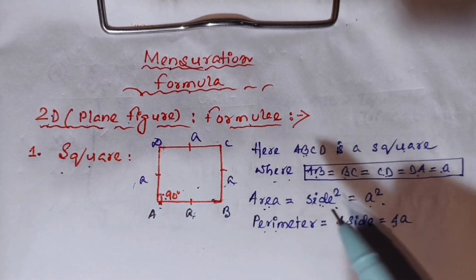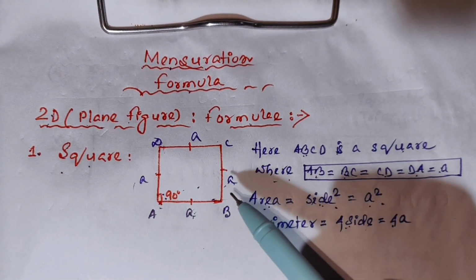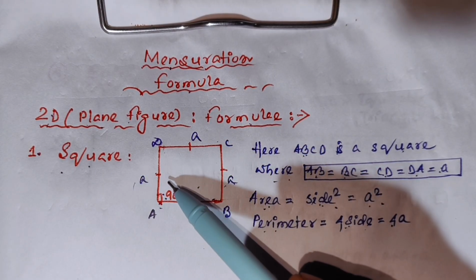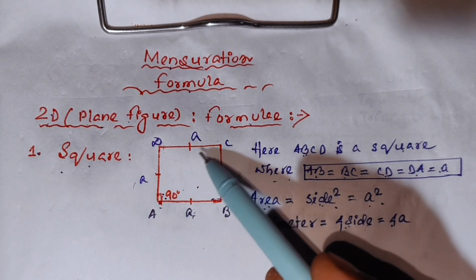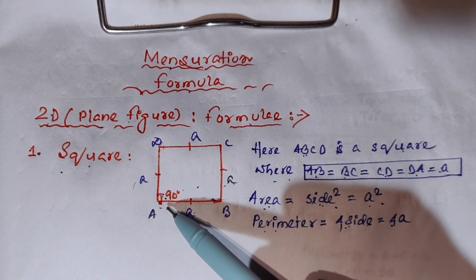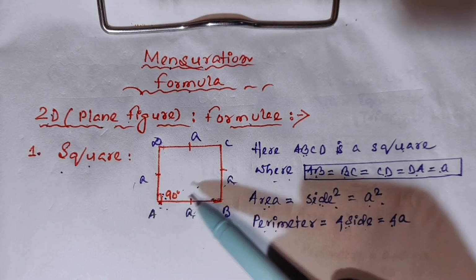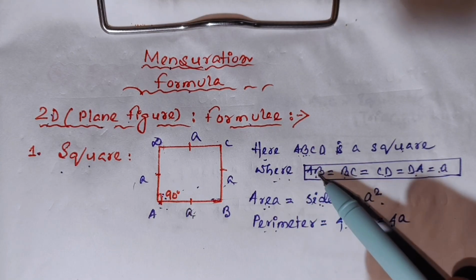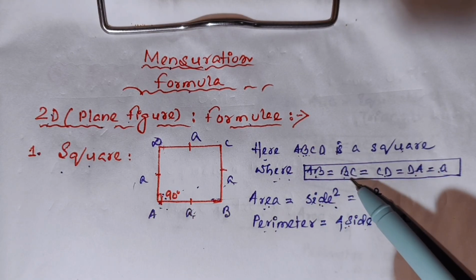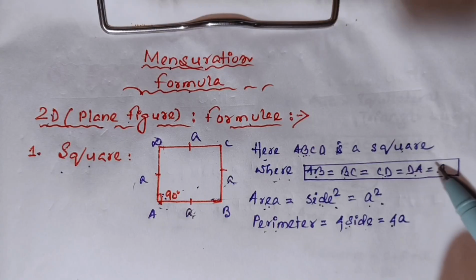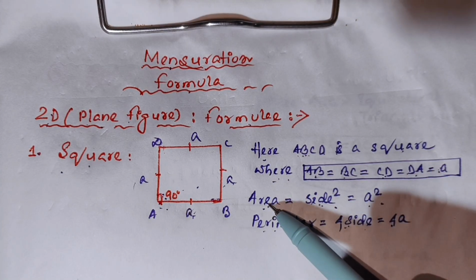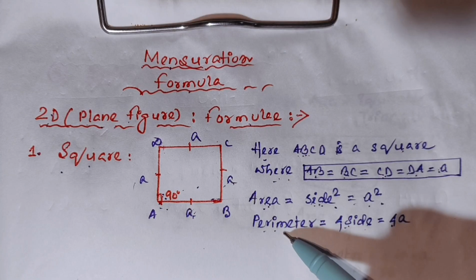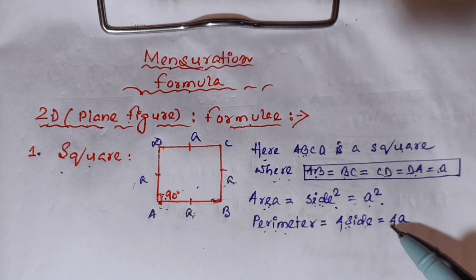First, square. What is square? A geometrical closed figure whose all four sides are equal and each angle is equal to 90 degree. It is known as square. Here ABCD is a square where AB equal to BC equal to CD equal to DA equal to a. Area formula would be side square, it means a square. Perimeter equal to 4 into side equal to 4a.